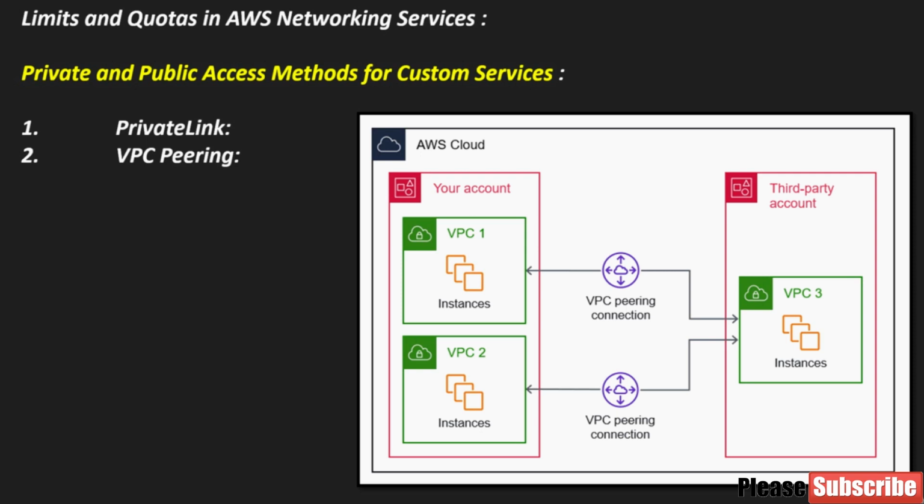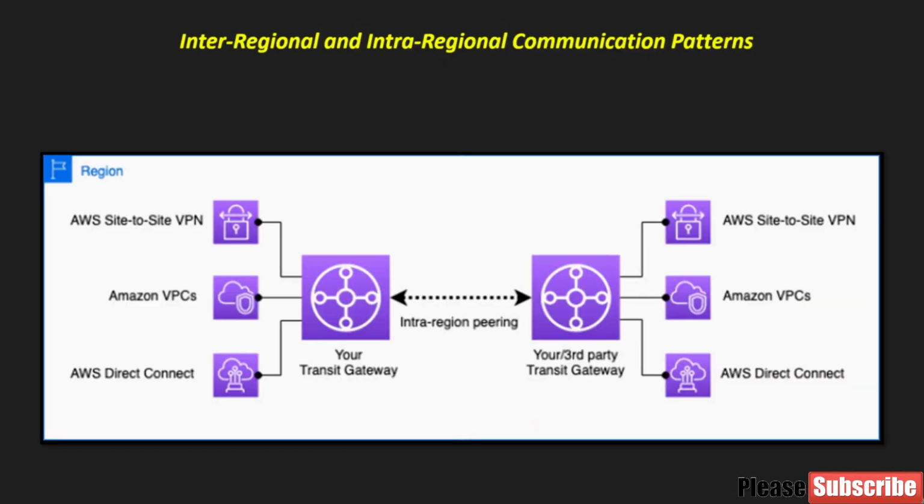Next is VPC peering, connecting VPCs within the same or different AWS accounts. VPC peering allows for seamless communication between resources. This method is instrumental in building interconnected and collaborative network architectures too. The next topic is inter-regional and intra-regional communication patterns we need to discuss now.